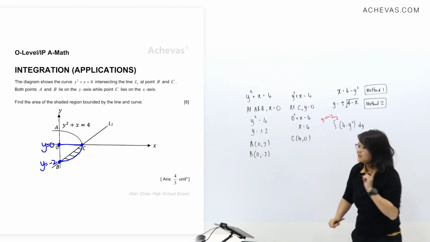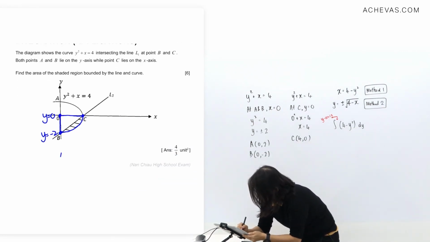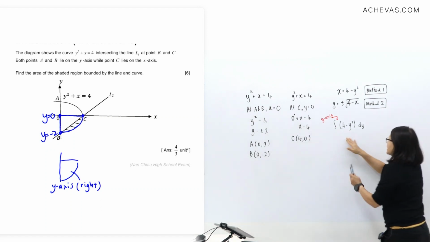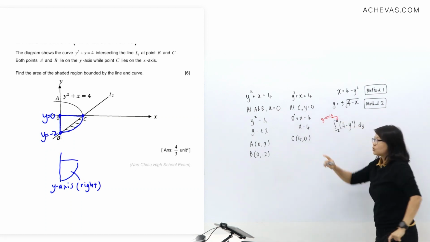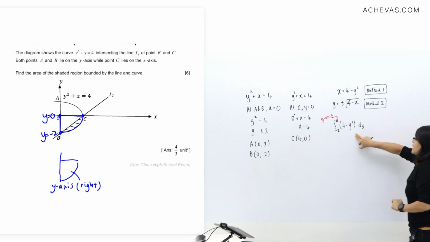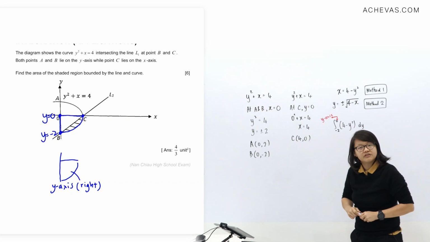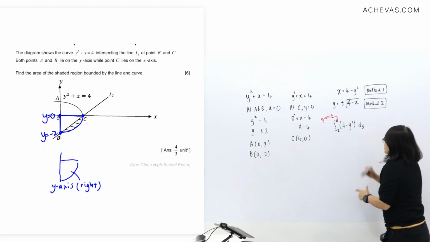Another thing to notice is that this is your y-axis, and this region is on the right-hand side of the y-axis. So when you do integration here, I'm going to place the value negative 2 first and 0 here, looking at my y-axis. This value will give me a positive answer because the area is on the right-hand side of the y-axis. So let's integrate this one.